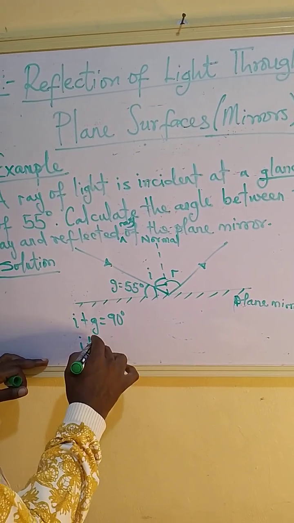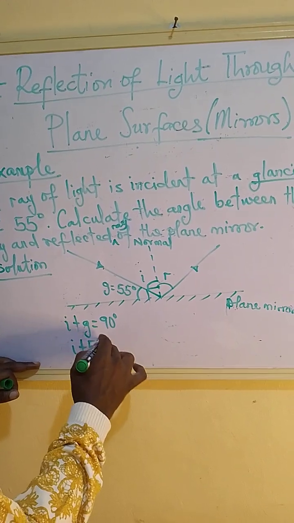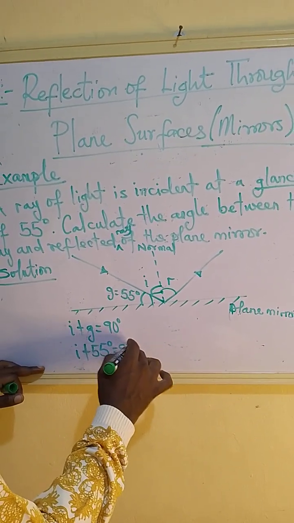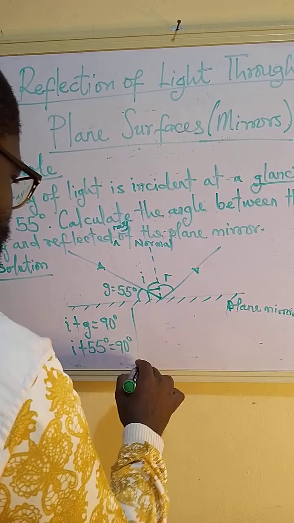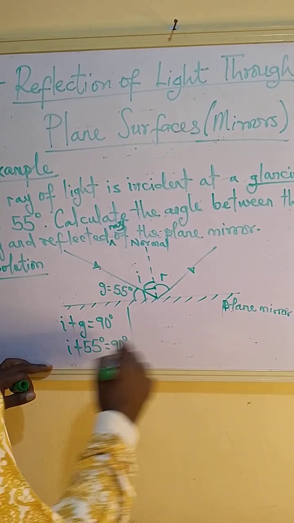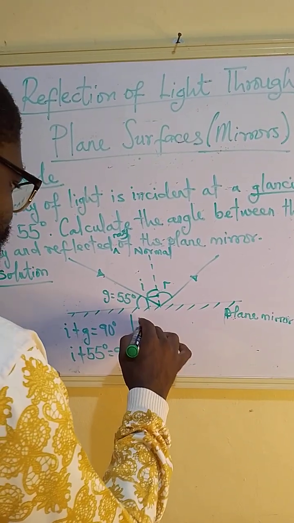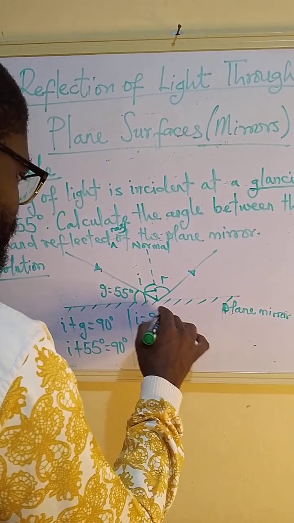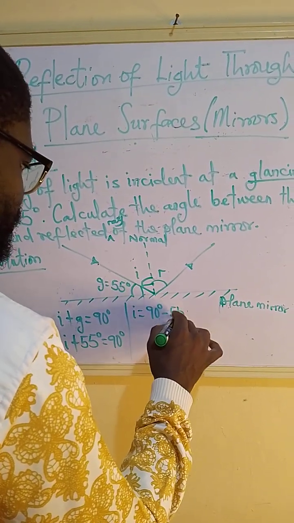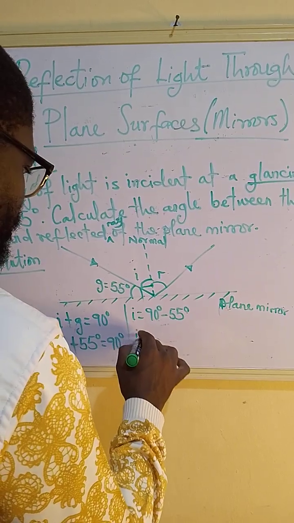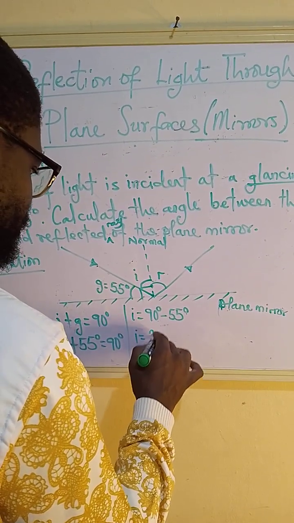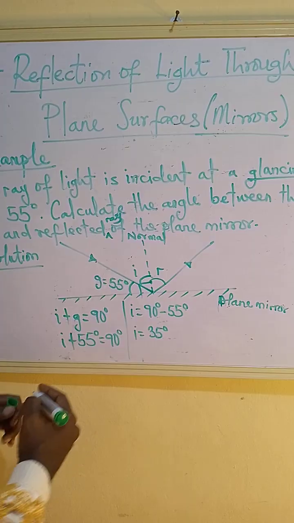I plus 55 degrees equals 90 degrees. So collecting like terms, my I becomes 90 degrees minus 55 degrees. So my I will become 35 degrees. So my angle of incidence now is 35 degrees.